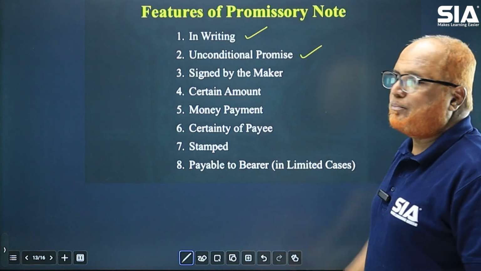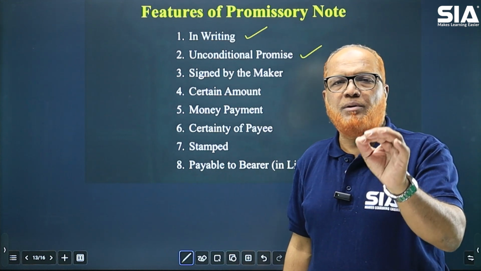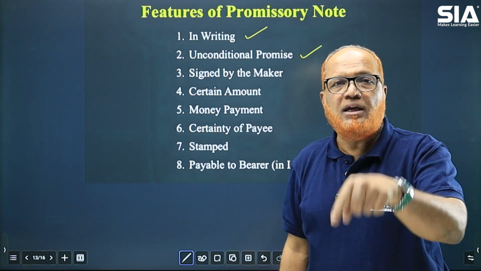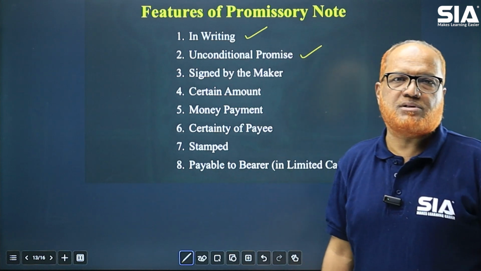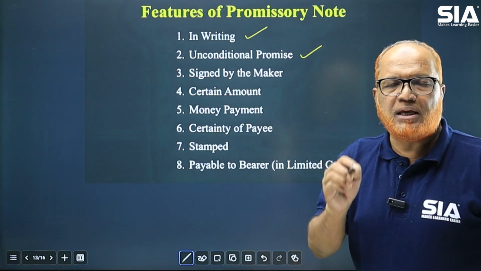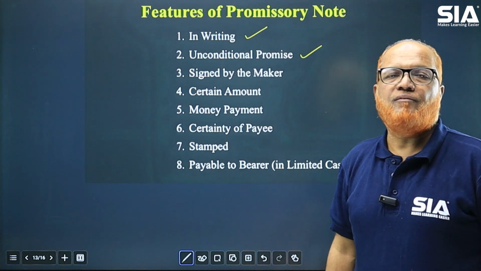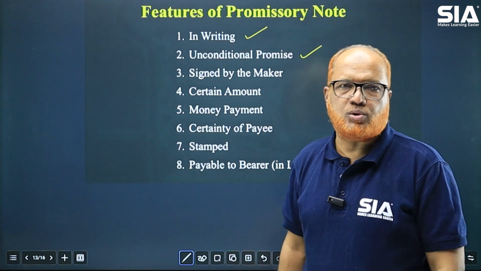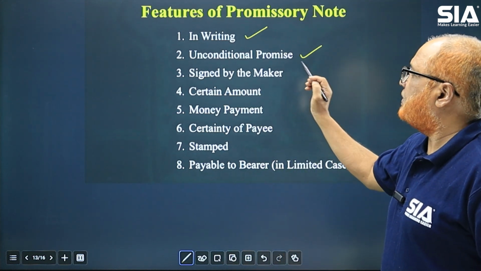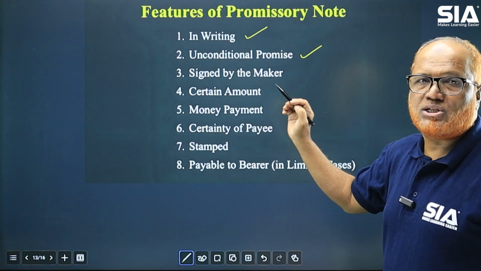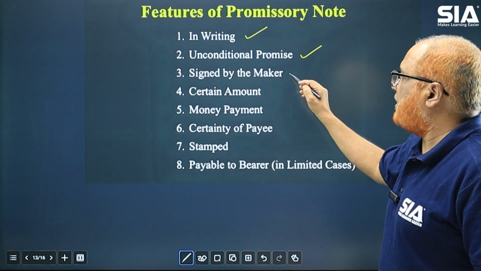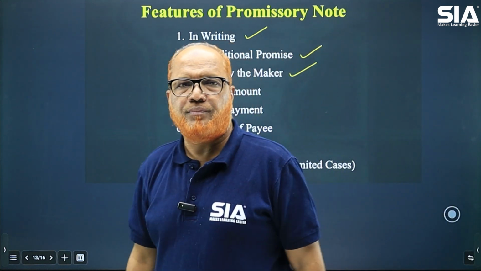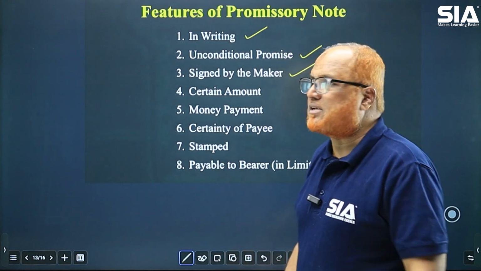Then unconditional promise. The main difference between promissory note and bills of exchange is there it is an unconditional order. Here it is an unconditional promise. The person who is making the promissory note will undertake a promise that I will pay so and so amount on so and so date. So unconditional. There should not be any condition attached to the promise. Signed by the maker. Without signature, the promissory note is invalid. It should be signed by the maker.